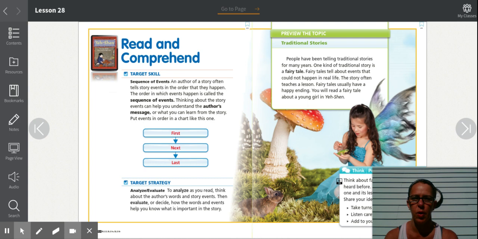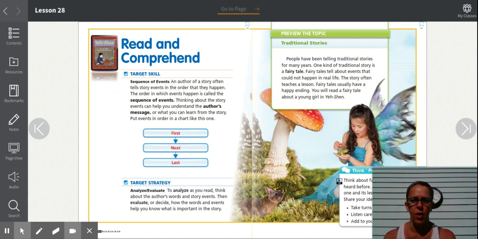So I want you to be aware as we read of things that might not be true, things that could not really happen in real life. Fairy tales also teach a lesson. So they usually have a happy ending, and at the end, it is teaching a lesson that we can learn from. This week, we'll also be talking about sequence of events.